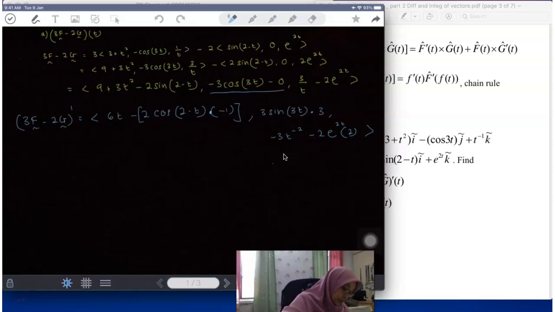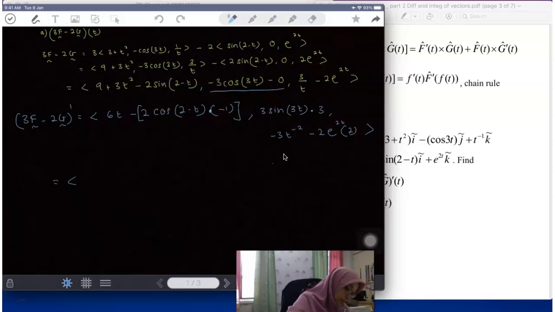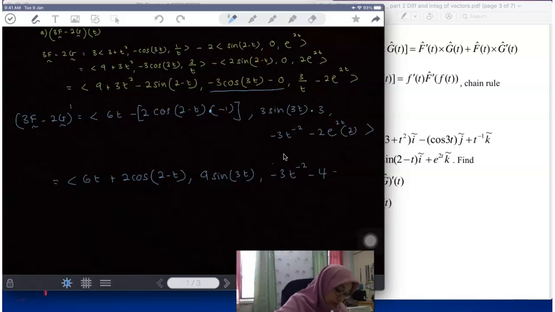Then we simplify. We got 6t plus 2 cos of 2 minus t for the x component, and 9 sine of 3t for the y component. And for the z component, we have minus 3t minus 2 minus 4 e to the power of 2t.